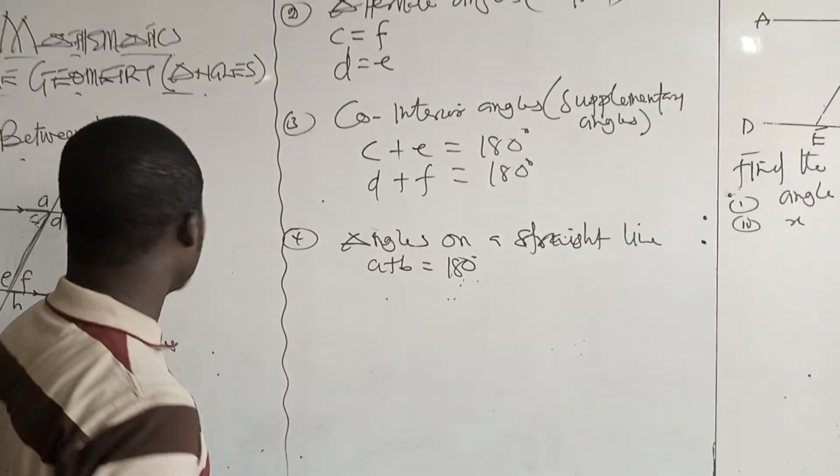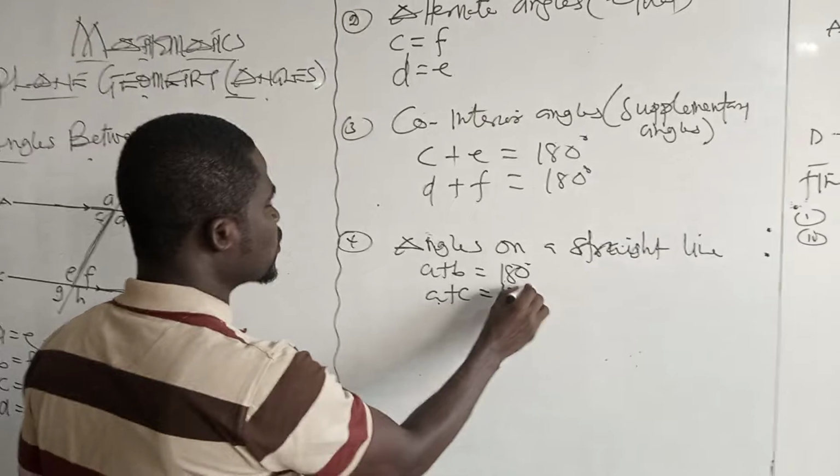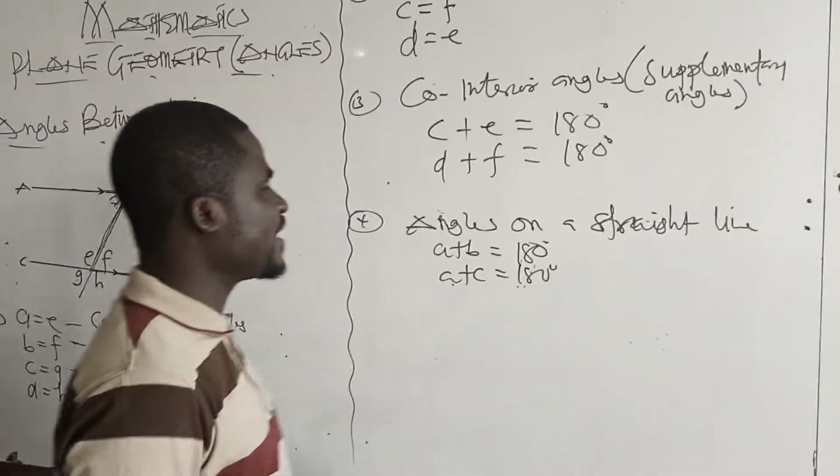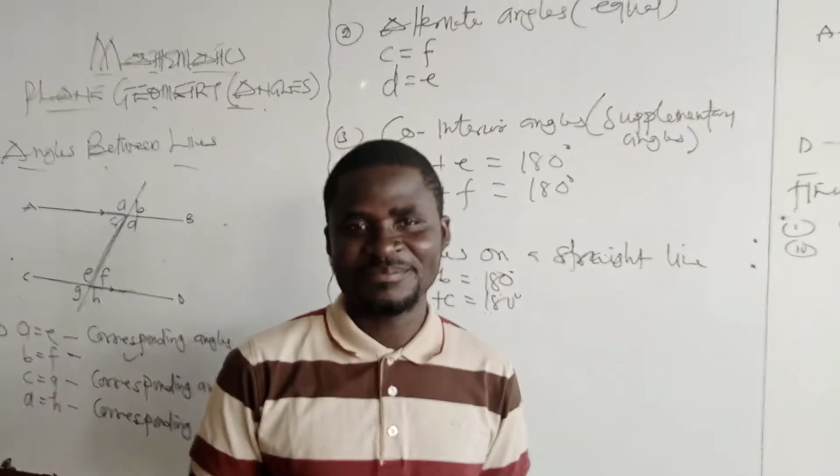Okay, so we can also have A plus C, also equal to what? 180. So these are the angles on a straight line.